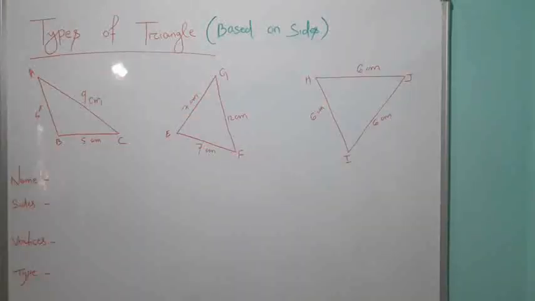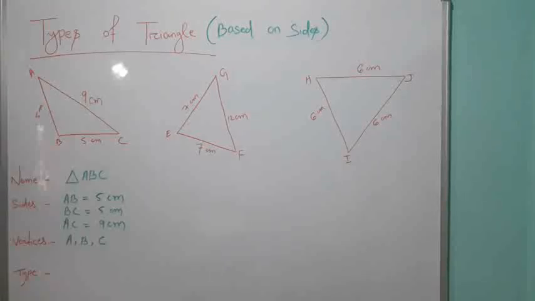Let us take some more examples and you have to fill in the name of these triangles, sides of these triangles, vertices of these triangles and types of these triangles. Which type of triangle is it? Okay. Here this is triangle ABC and the sides are AB, BC and AC. AB is 5 cm, BC is 5 cm, AC is 9 cm. Now write the vertices of this triangle.